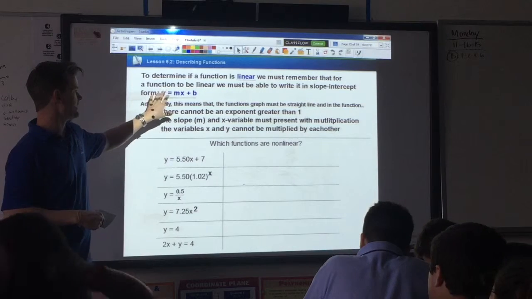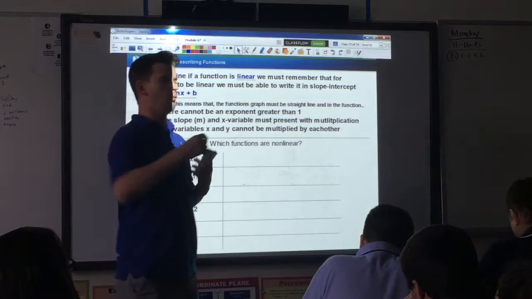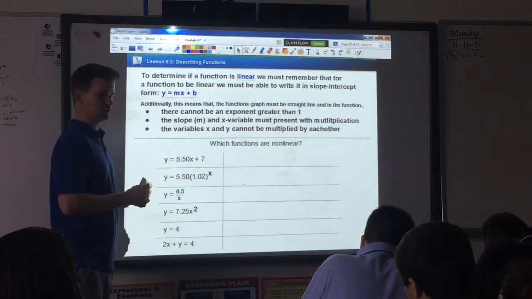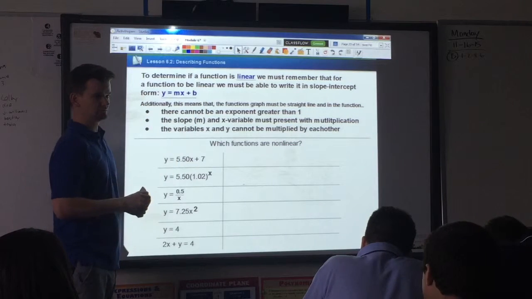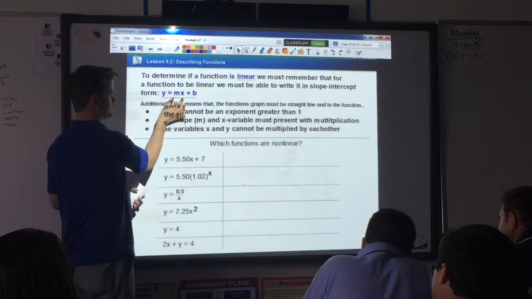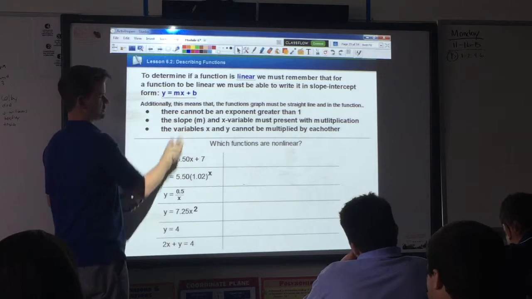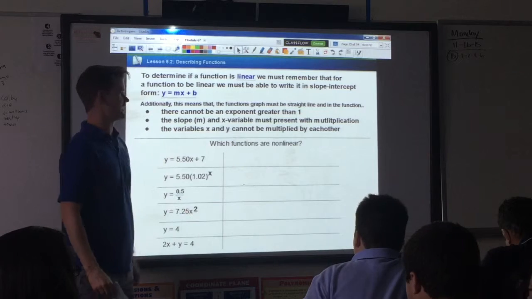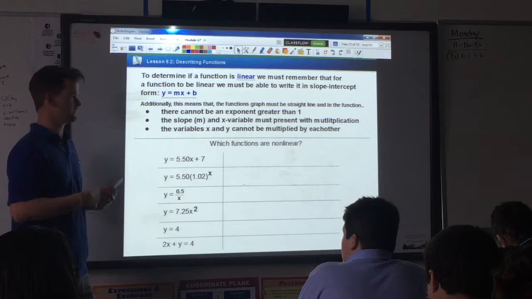Now, it doesn't matter if it's not directly in this form when you first see the equation. What matters is, 1, can I rewrite it into this form? 2, there can be no exponents greater than 1. 3, the slope and the x variable must present with multiplication. So what's happening between the slope and the x variable here? Multiplication. Also, last but not least, the variables x and y cannot be multiplied by each other. Same rules for linear equations apply here.